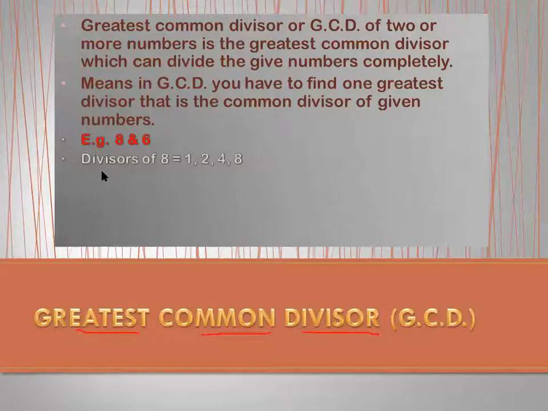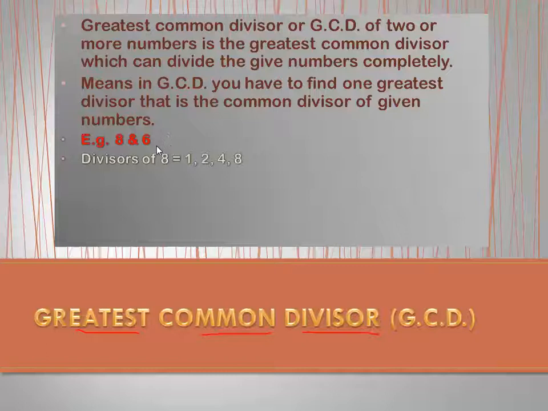First you will find the divisors of 8. Your given number is 8, so you have to find all the divisors of 8. Means you have to find the numbers that can divide 8. So 8 can be divided by 1, 1 into 8. 8 can be divided by 2, 2 into 4 is 8. 8 can be divided by 4, 4 into 2 is 8. And 8 can be divided by the number itself, that is 8, 8 into 1 is 8.